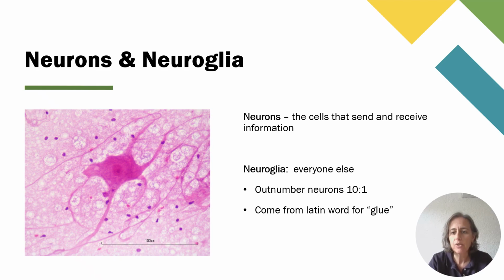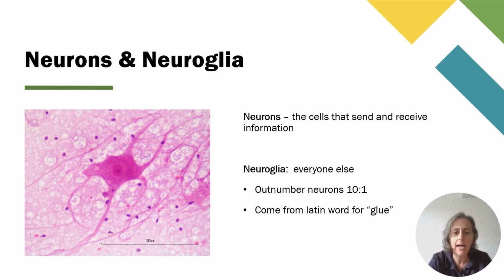So we have these two cell types, neurons and neuroglia. The neurons are kind of the superstars of the show. They are the cells that are sending and receiving information, which is the whole job of the nervous system, to send, receive, and process information. So the neurons are really where it's at, and then the neuroglia are all the other cells.